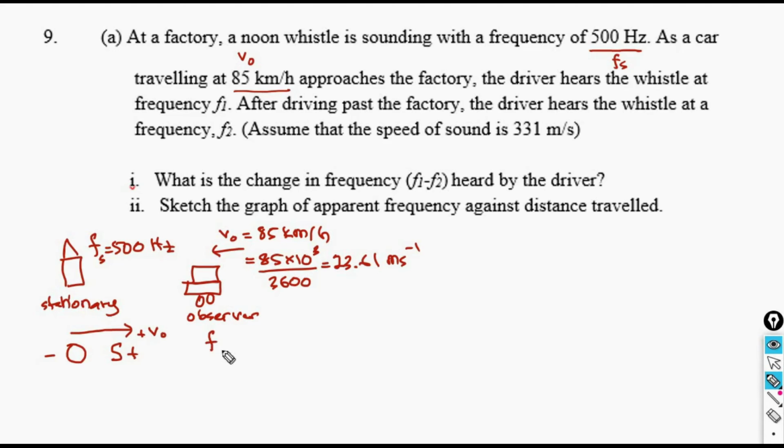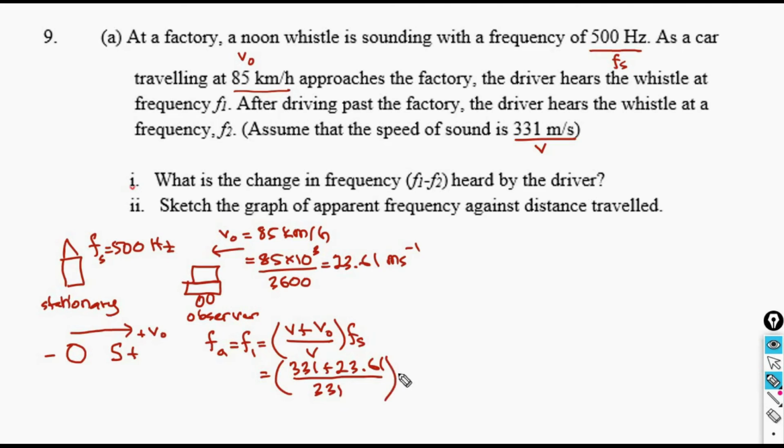The formula is F apparent in hertz, the apparent frequency heard by the observer, here given as F1. The formula is V plus V naught over V times the frequency of the source. Substitute the values: V is the speed of sound, 331, plus V naught 23.61, divided by 331, times 500. You calculate and you get 535.66 hertz.